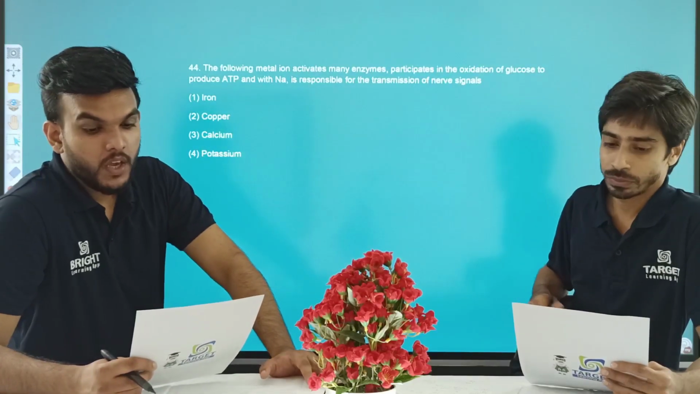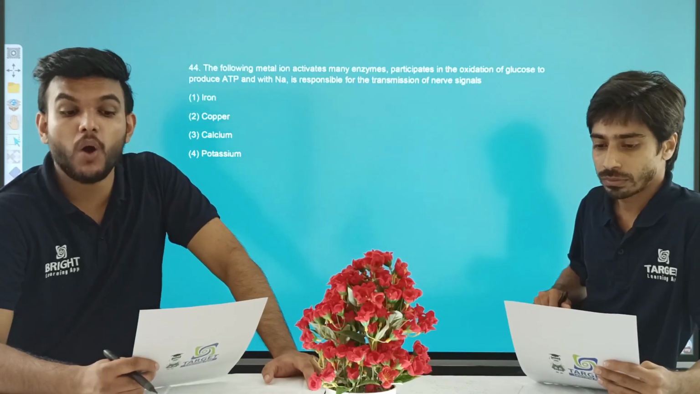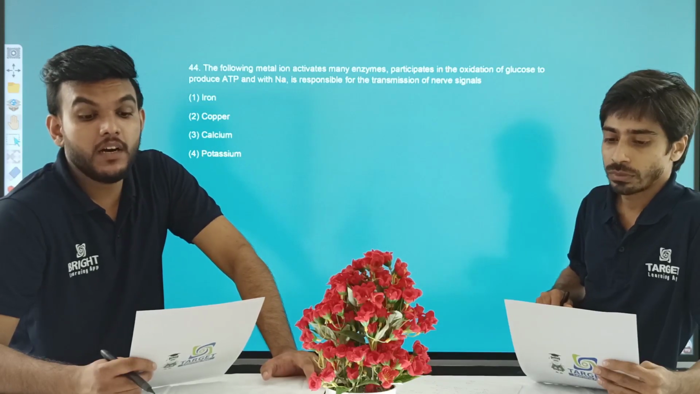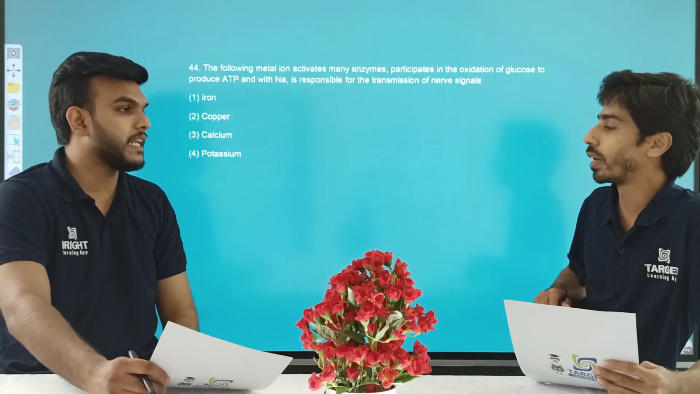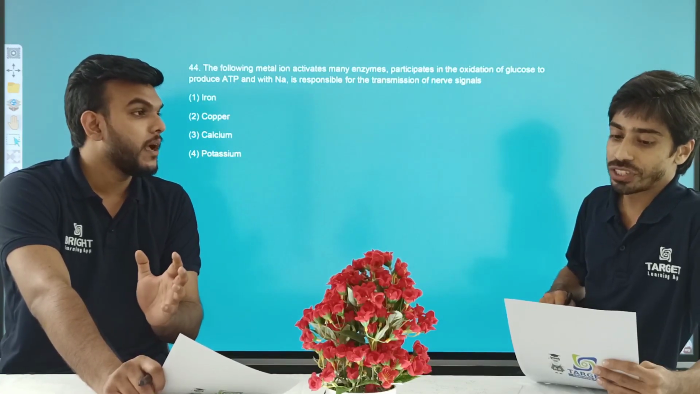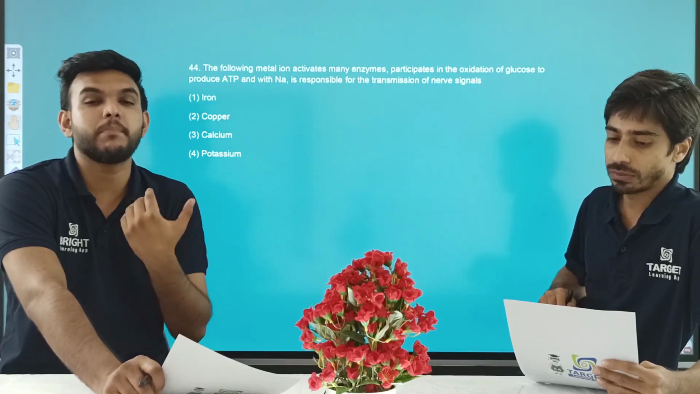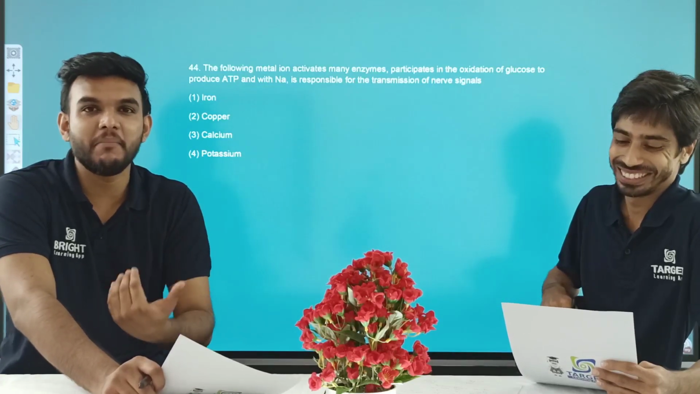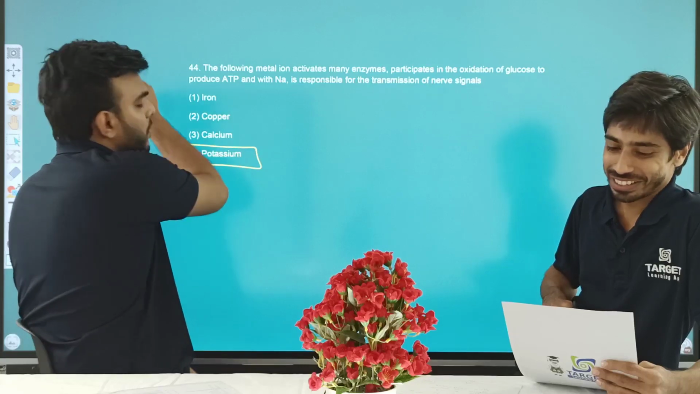Question number 44: the following metal ion activates many enzymes, participates in the oxidation of glucose to produce ATP, and with Na is responsible for the transmission of nerve signals. This concept we study in the chapter S block, the biological importance of sodium and potassium. The sodium and potassium pump, the transmission of nerve signals, that is potassium.